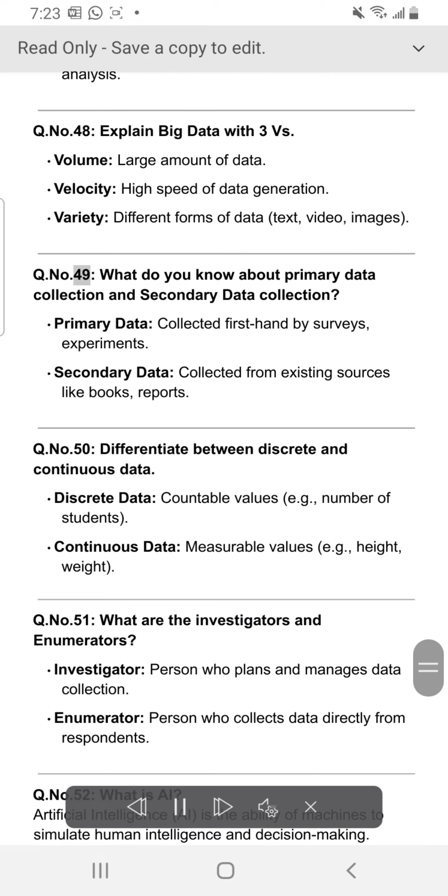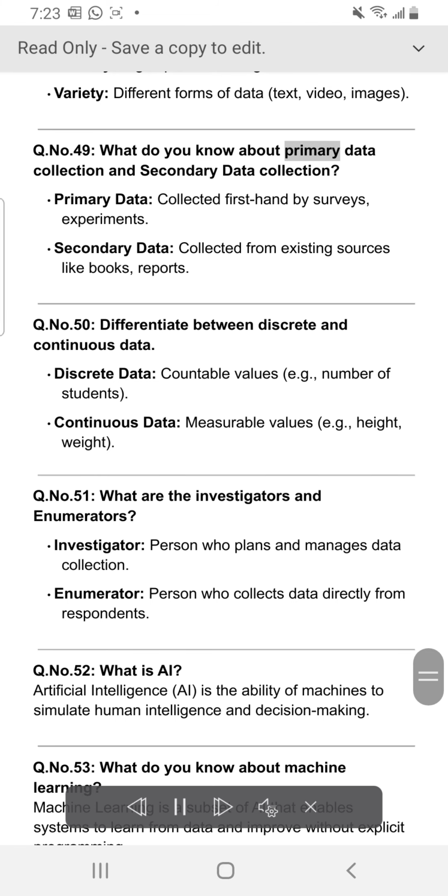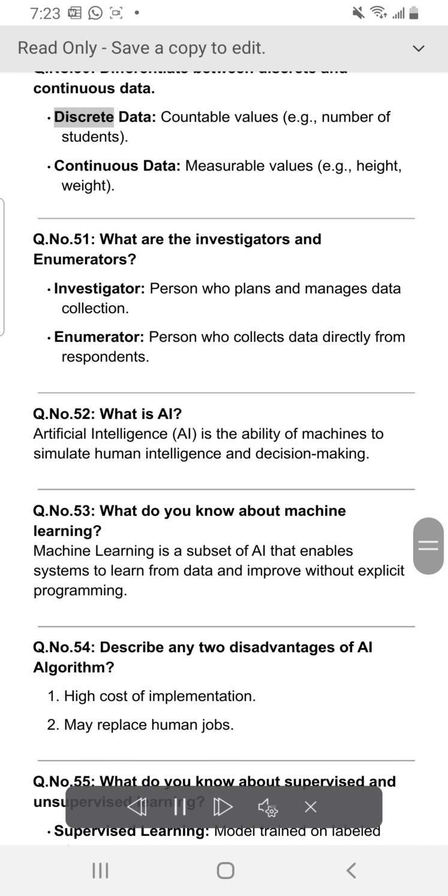Q. Number 49. What do you know about primary data collection and secondary data collection? Primary data: collected firsthand by surveys, experiments. Secondary data: collected from existing sources like books, reports. Q. Number 50. Differentiate between discrete and continuous data. Discrete data: countable values, e.g., number of students. Continuous data: measurable values, e.g., height, weight.